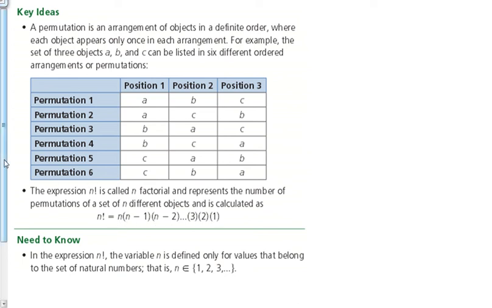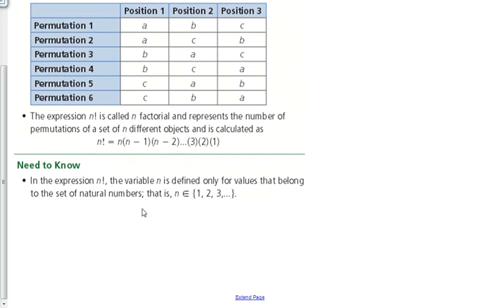What we need to know. In the expression n factorial, the variable n is defined only for the values that belong to the set of natural numbers. That is, n is within 1 to infinity.